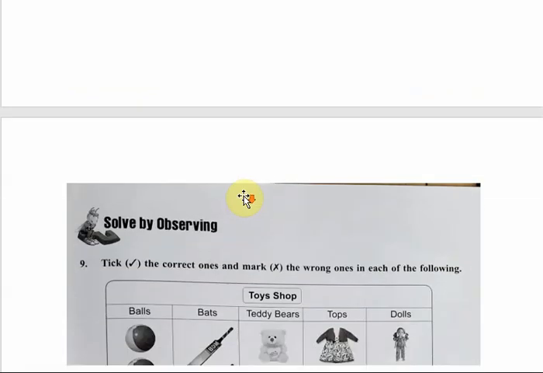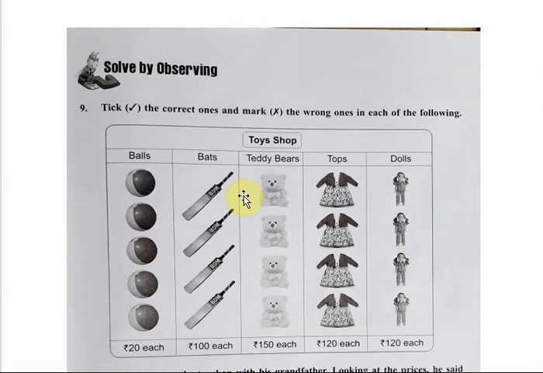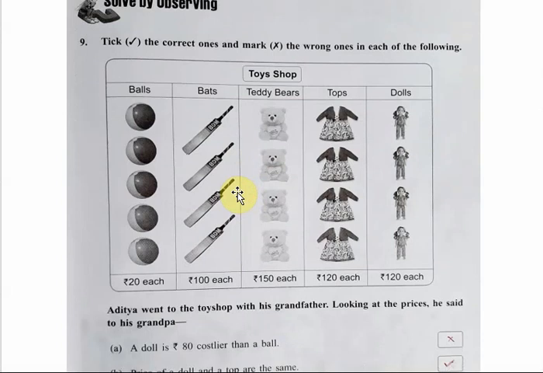Next one, solve by observing. You have to solve the questions given below by observing the figure given here. Tick the correct ones and mark a cross on the wrong ones in each of the following. So here some questions are given. You have to tick the correct answers and put a cross mark on the wrong ones. See here, this is the toy shop, details of the toy shop are given here, the things sold in the toy shop and their rates.